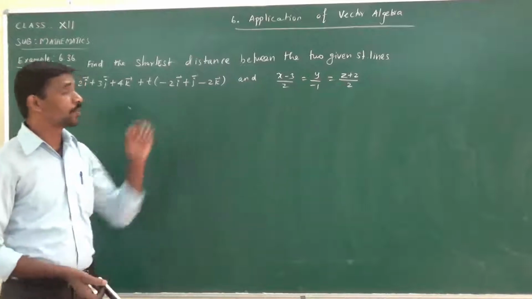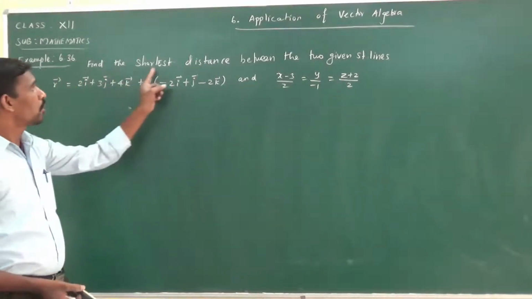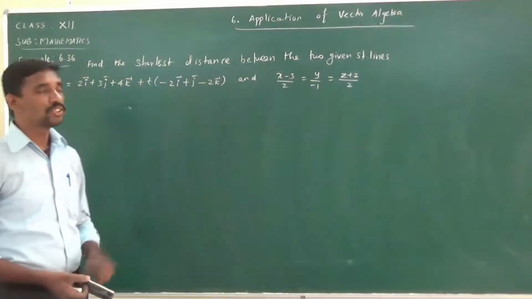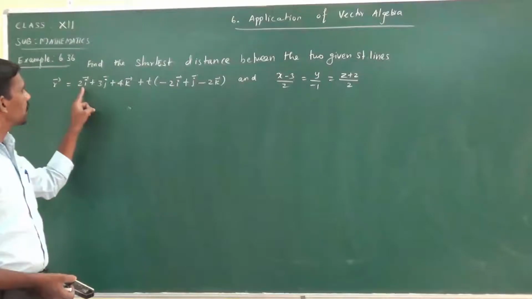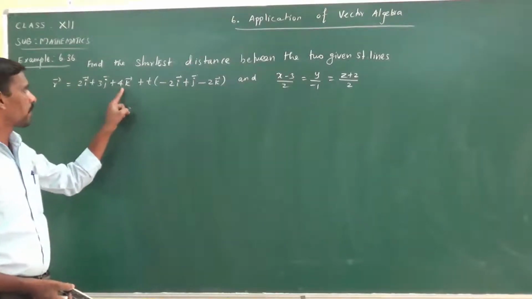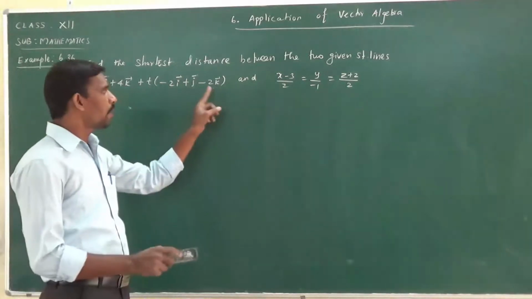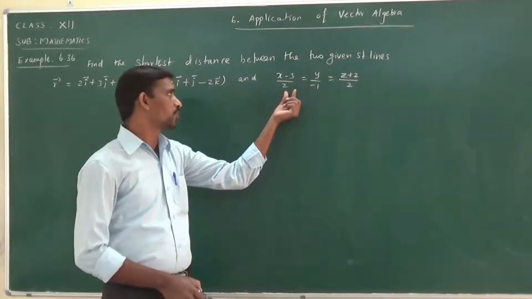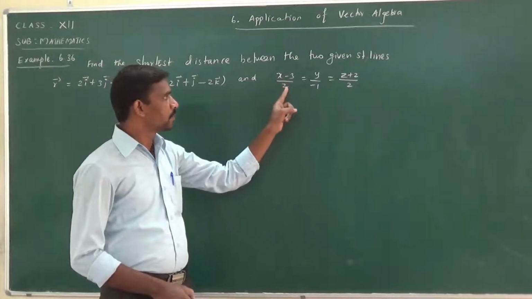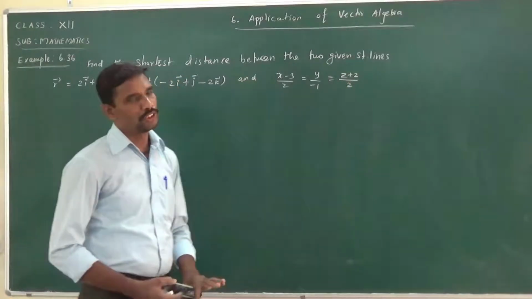Hi students, this is 12th Mathematics, Chapter 6, Example 36. Find the shortest distance between two given straight lines. The first one is r vector equals 2i vector plus 3j vector plus 4k vector plus t into minus 2i vector plus j vector minus 2k vector. And another one in Cartesian form, (x minus 3) by 2 equals y by minus 1 equals (z plus 2) divided by 8.